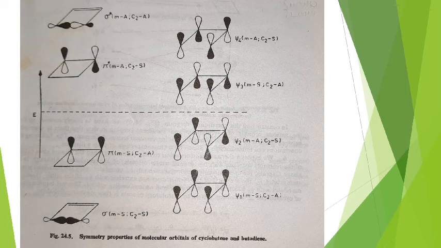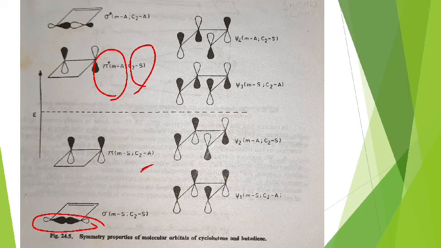The sigma orbital of cyclobutene is symmetric with respect to mirror plane and C2 axis, and the pi orbital of cyclobutene is symmetric with respect to mirror plane but anti-symmetric with respect to C2 axis, and the excited state pi star orbital is symmetric with respect to C2 axis but anti-symmetric with respect to mirror plane, and the sigma star orbital is anti-symmetric with respect to mirror plane and two-fold axis of symmetry. So both are anti-symmetric in sigma star orbital.